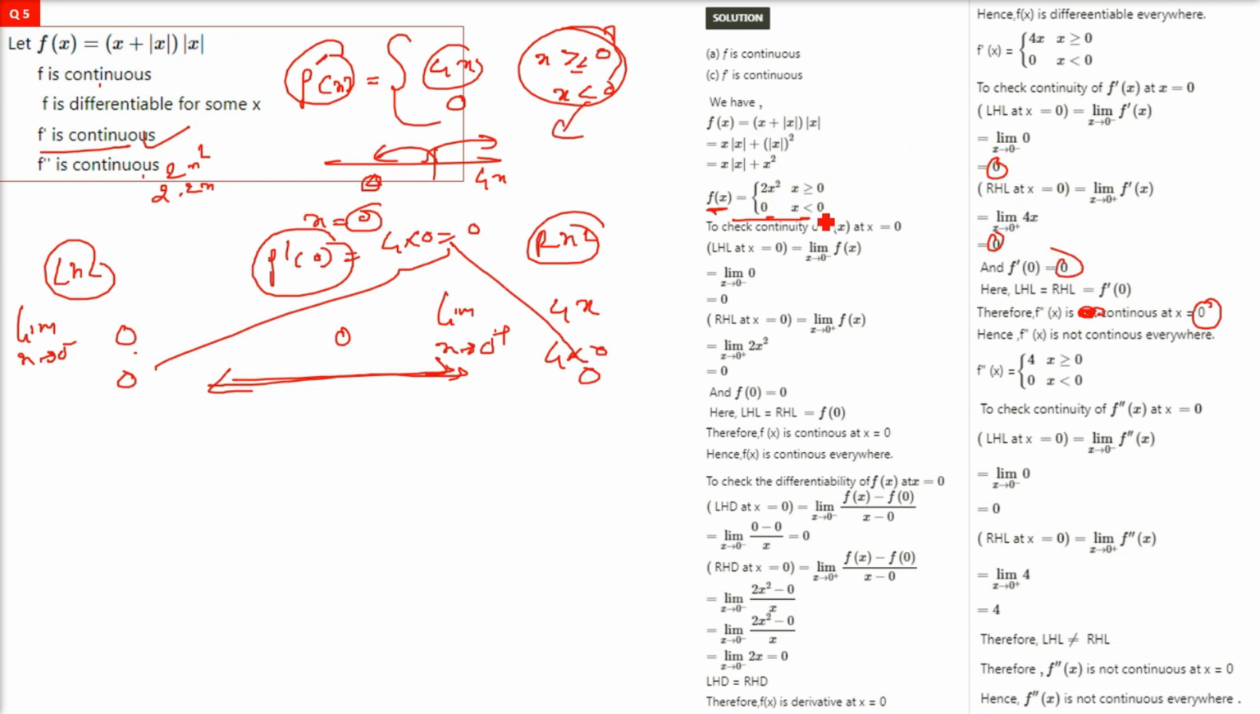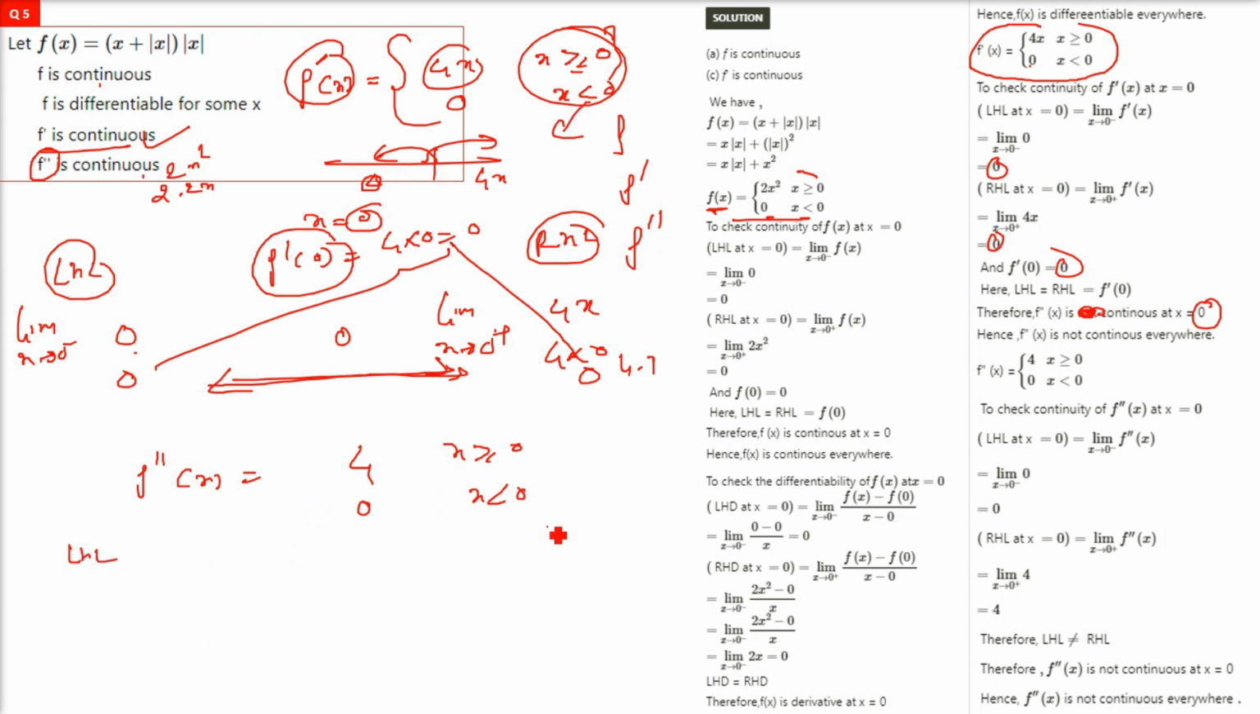So we have to differentiate it again. We started with the function 2x square and 0. Then we said 4x and 0. Now the third one is f double dash x, which is again the differentiation of 4x and 0. So for f double dash x, 4 into 1 is 4, and 0 is 0. So for x greater than or equal to 0, it will be 4, and for x less than 0, it is going to be 0. So this is the left hand limit and right hand limit for the second derivative.